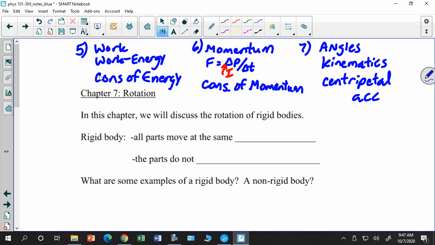So those are the 3 big ideas in chapter 7, and that's the totality of the exam coming next week. Keep those big ideas in your head as you move forward.